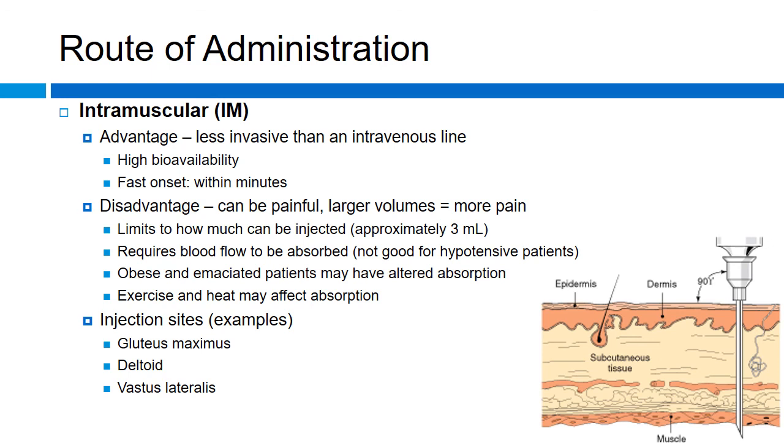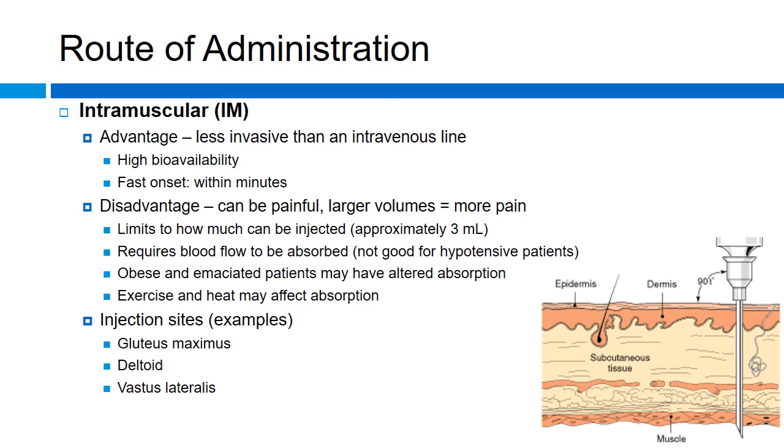The benefit here, though, is the fact that it's going to be less invasive than an intravenous line. It's going to be a lot easier to get. Also has high bioavailability and pretty fast onset. Not within seconds like an IV would be, but pretty fast. Disadvantages: it can be very, very painful to inject these, especially the larger the volume, the more tissue you're displacing, and the more pain it's going to cause, right? And so we typically will have limits on how much fluid we'll inject to an intramuscular site.